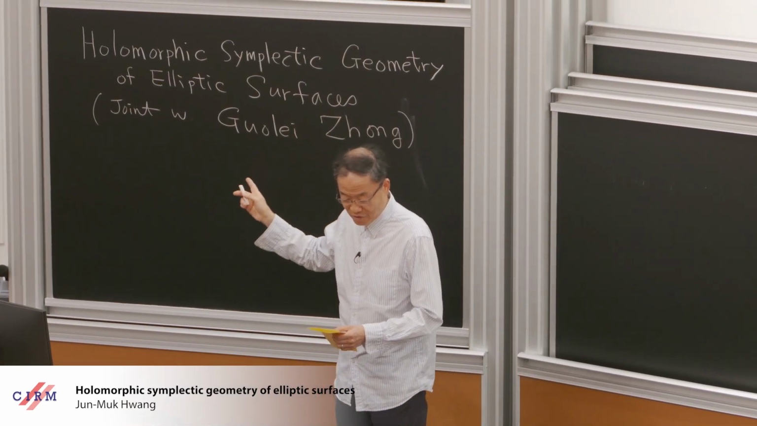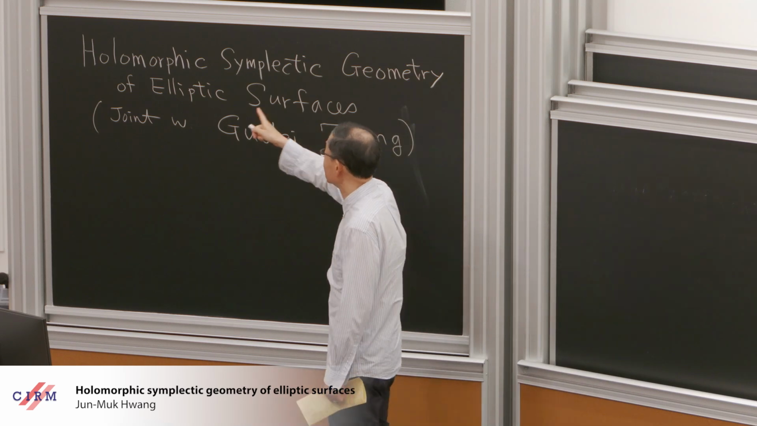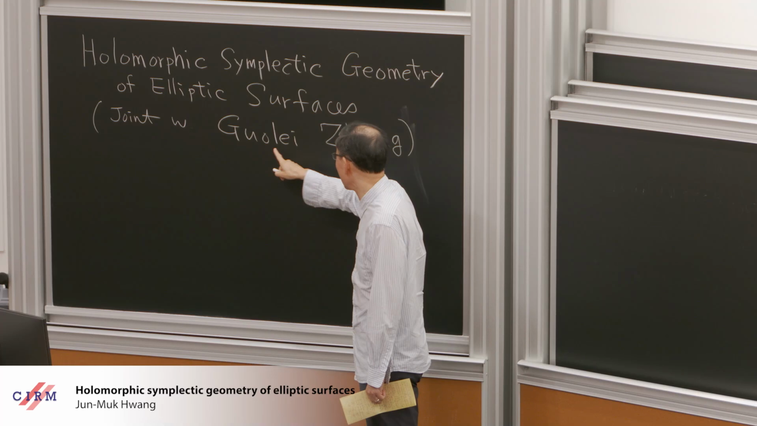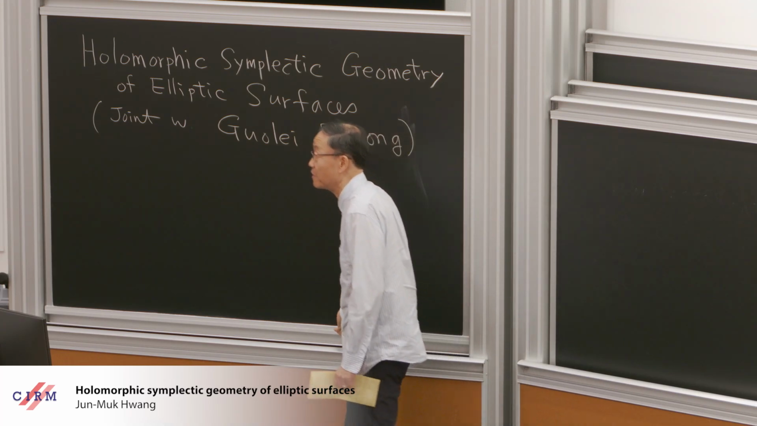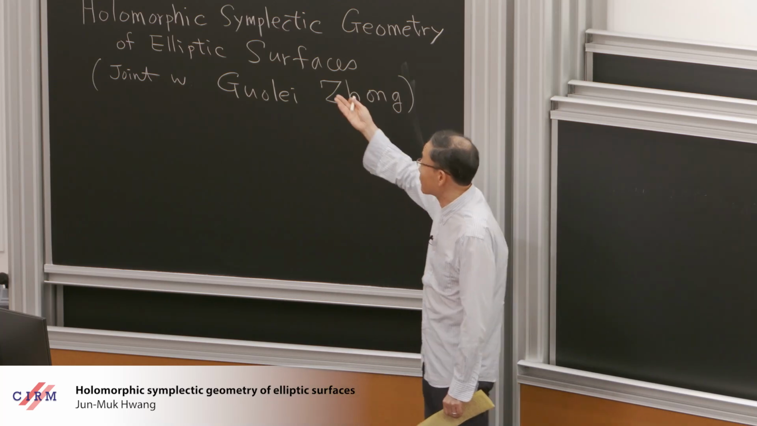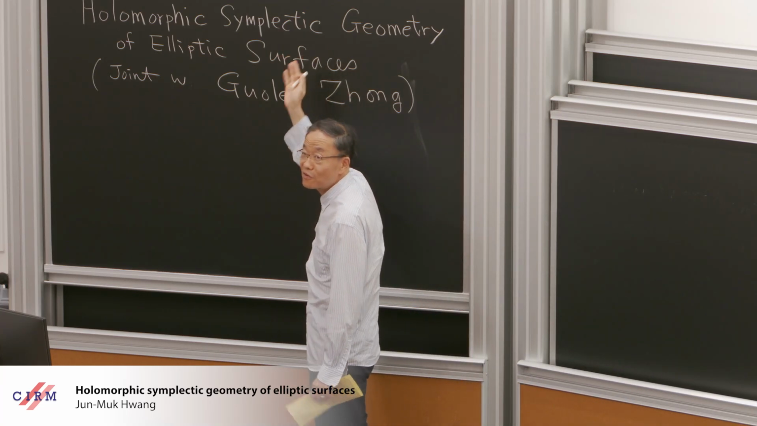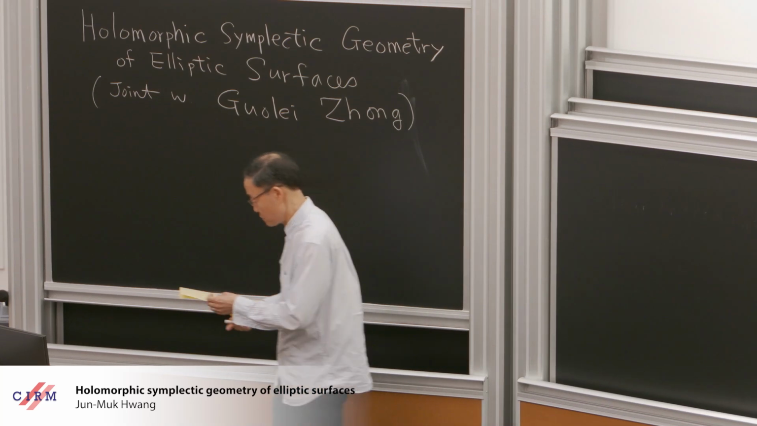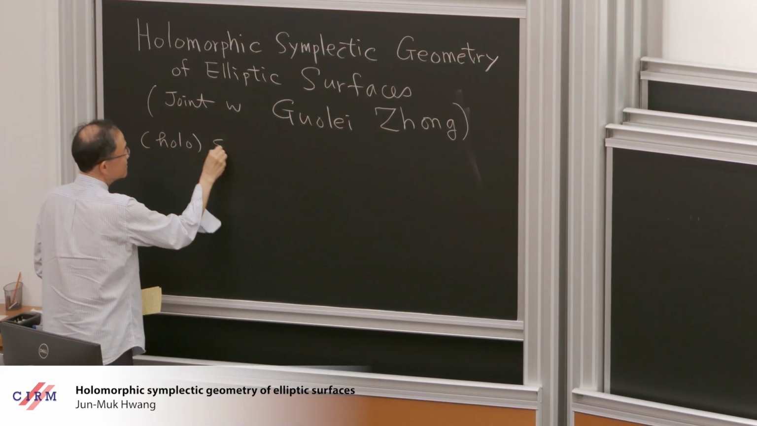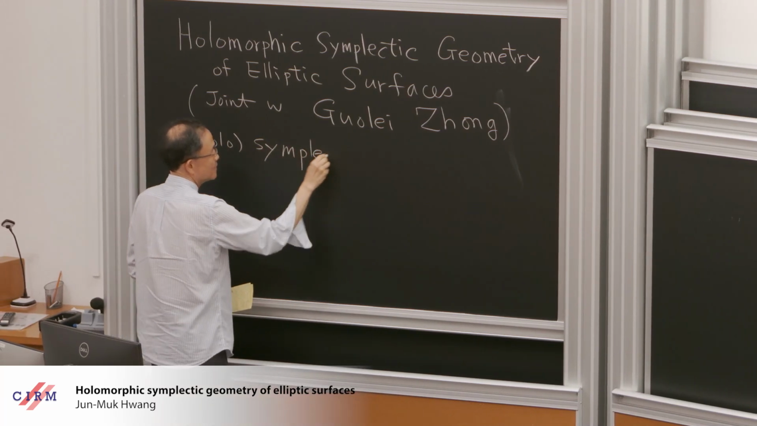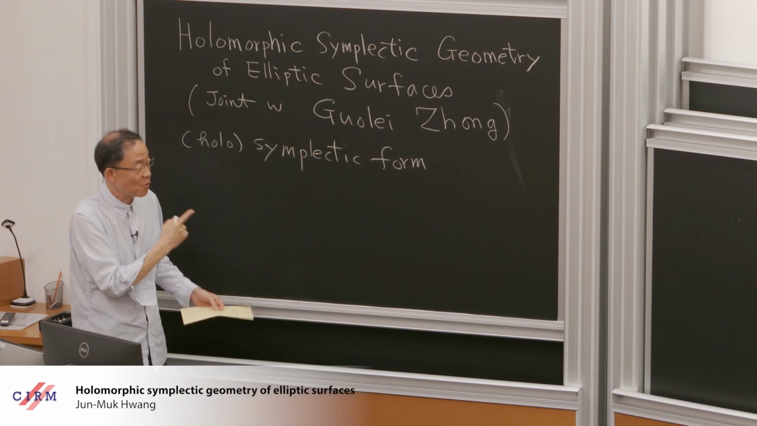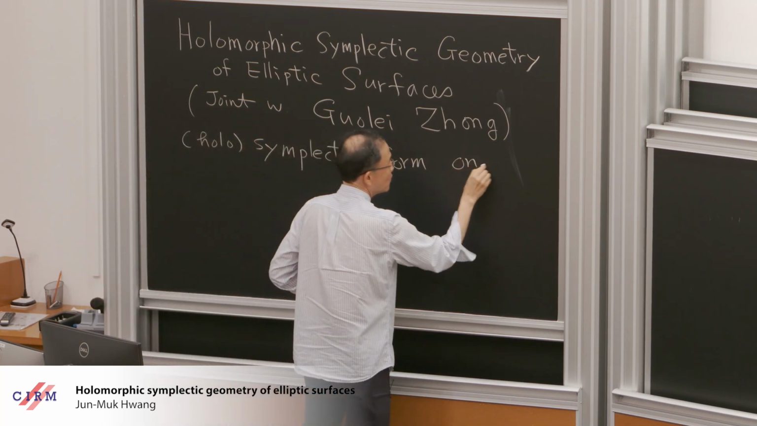So today's topic is holomorphic symplectic geometry of elliptic surfaces. This is joint work with Guolei Zhong, who is in my center. In this talk, I consider symplectic structure in the holomorphic sense. When we say a holomorphic symplectic form, we only consider this on a surface, on a complex surface.